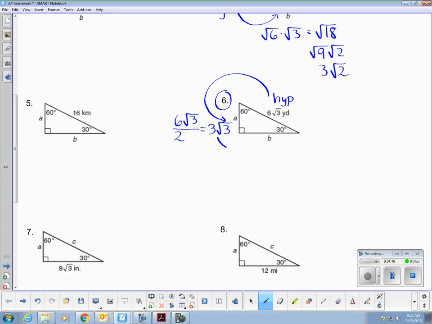From the short leg to the long leg, I multiply by radical 3. So to find B, I take my short leg, 3 radical 3, and multiply that by radical 3. So radical 3 times radical 3 is radical 9. The square root of 9 is 3. And 3 times 3 is equal to 9.